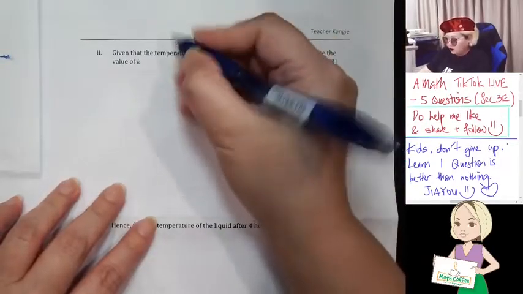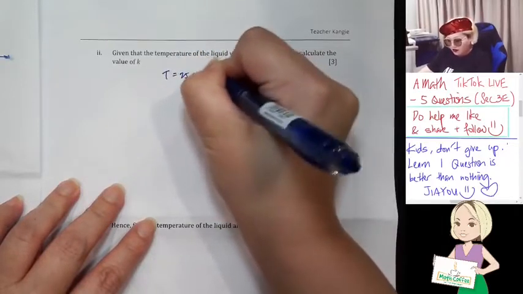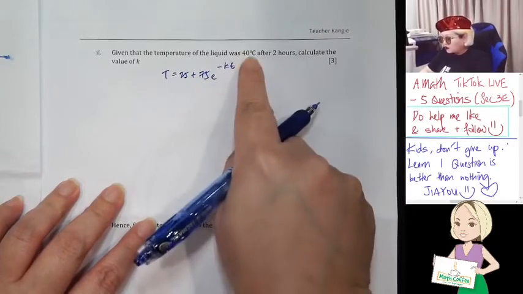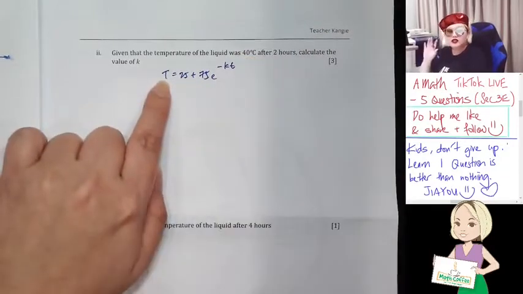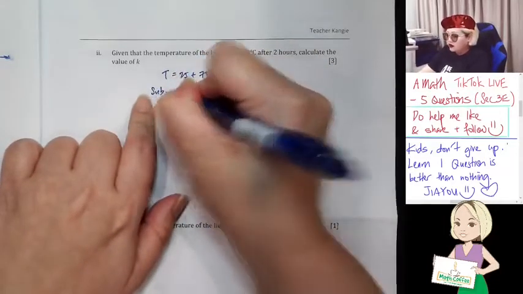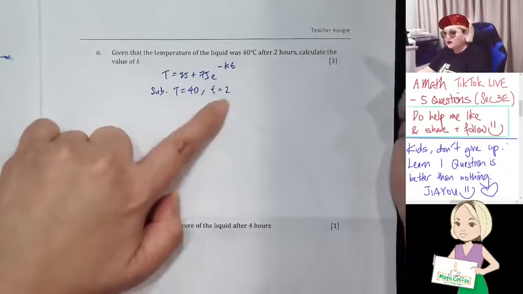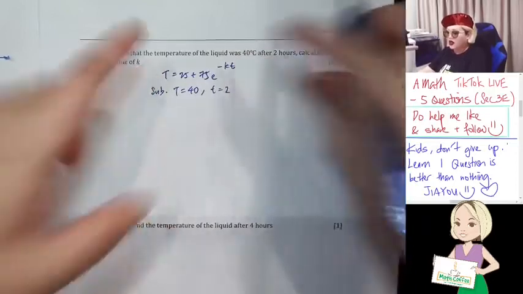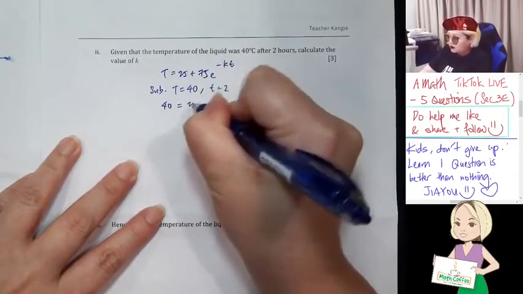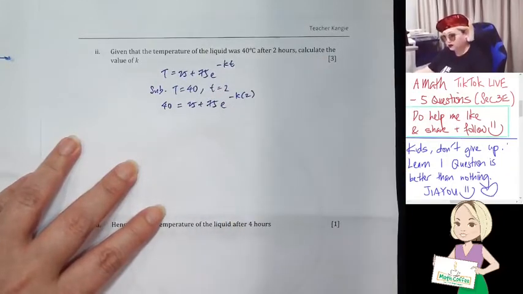So I'm going to write out the equation over here. T equals 25 plus 75e^(-kt). So 40 degrees Celsius means the temperature is 40 degrees after 2 hours. So I'm going to sub in the temperature as 40, and t as 2 hours, into this equation, and then I will solve for k. So it will be 40 equals 25 plus 75e^(-2k).